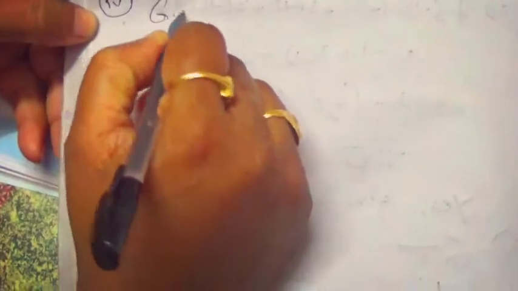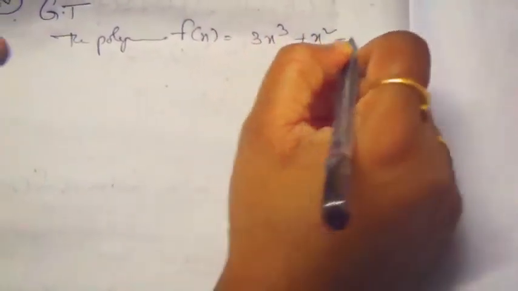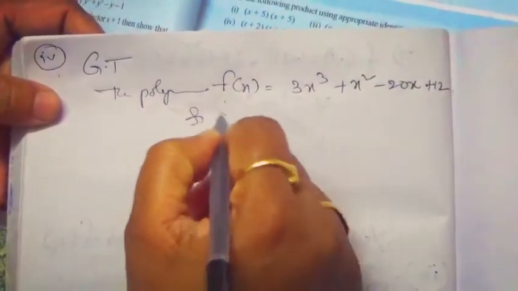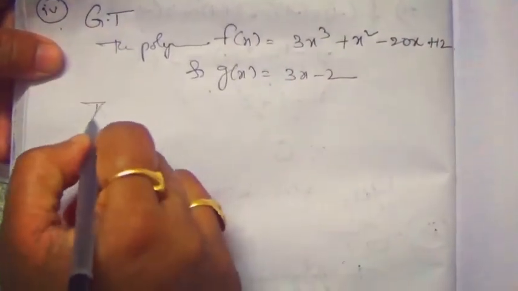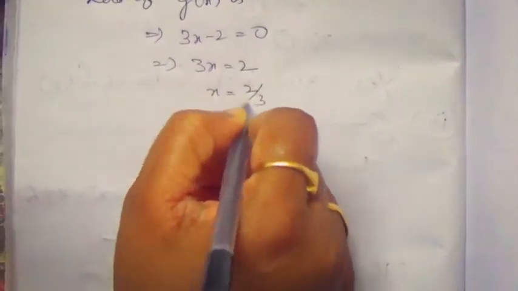Okay, fourth sum, let us check this fourth sum. So given that the polynomial f of x is equal to 3x cube plus x square minus 20x plus 12, and g of x is equal to 3x minus 2. The zero of the polynomial g of x: 3x minus 2 is equal to 0, that is 3x is equal to 2, x is equal to 2 by 3.